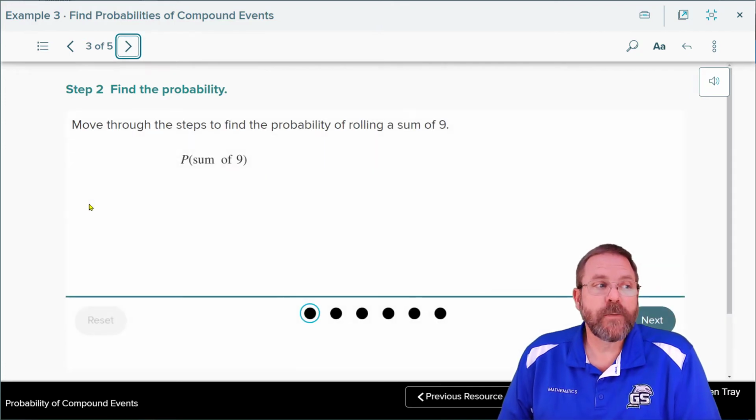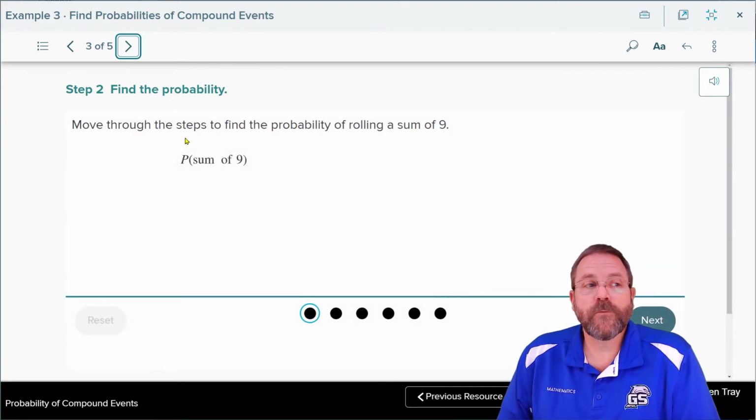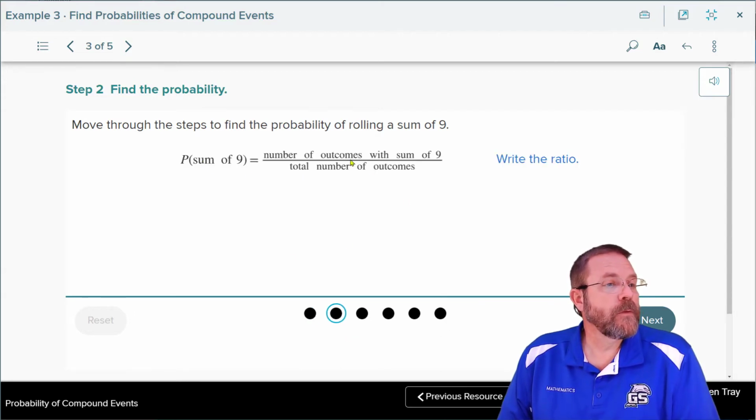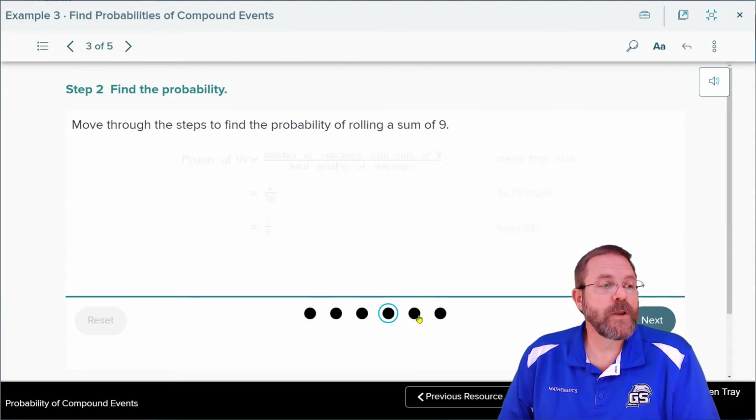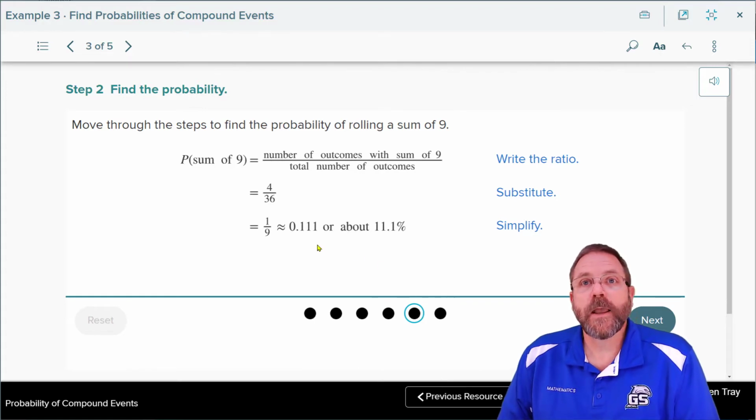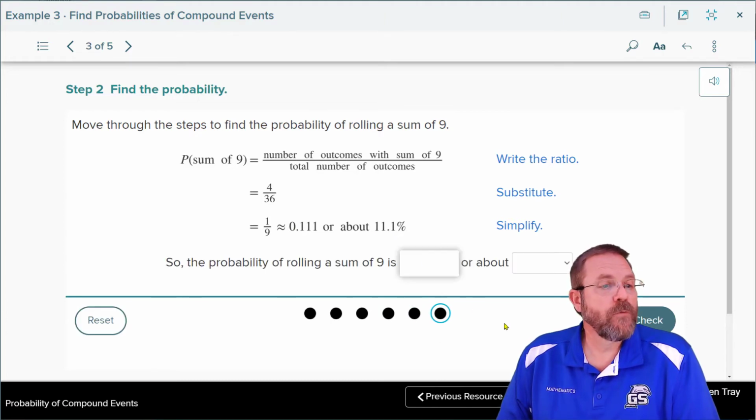Now we're going to actually find the probability. Remember, you need to write the formula first. P of the event equals NFO divided by TO, number of favorable outcomes divided by total outcomes. When we plug it in, the sum of 9 is going to end up being 4. The total number of outcomes ended up being 36. That is not in simplest form, though. We always write our fractions in simplest form, which means you have a 1 out of 9 chance of getting a sum of 9 on that roll of the cubes, and that would divide out to be 0.111 repeating, also known as 11.1% for your final answer.